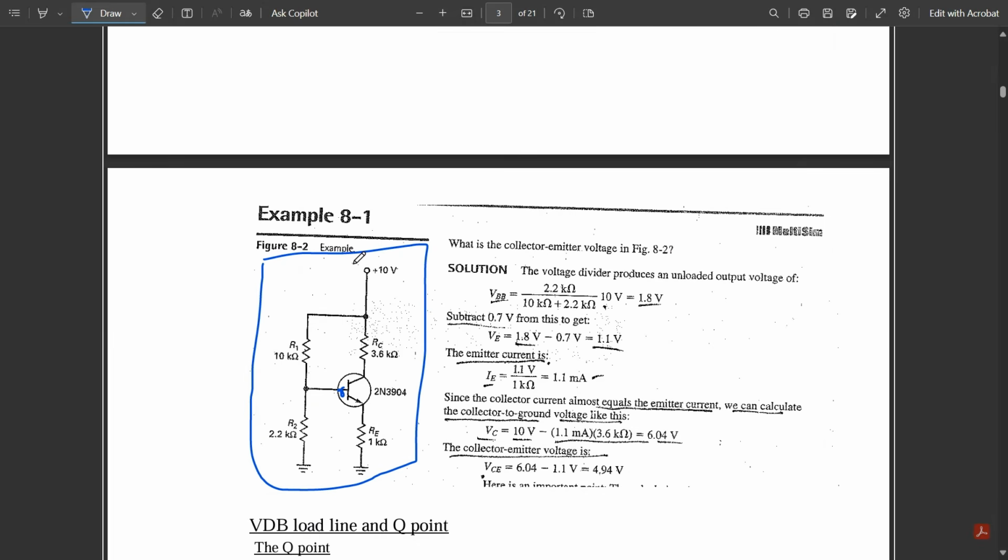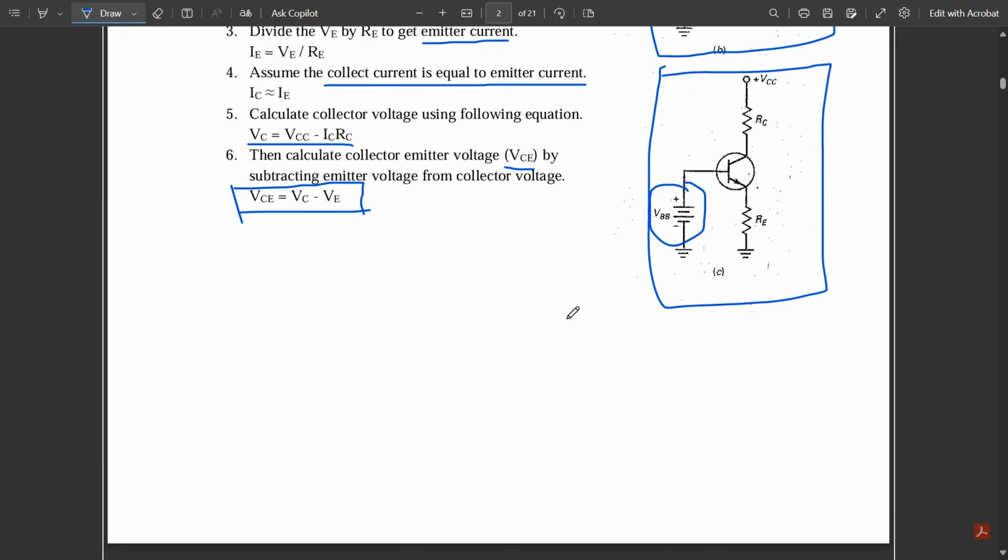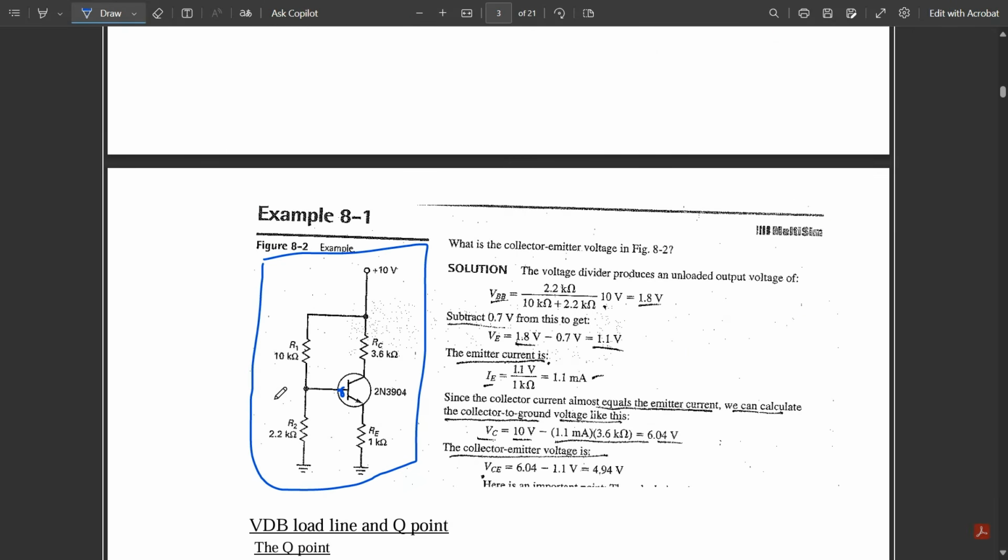Okay. So in the question, they would be framing a question like this. That is, do the VDB analysis for this circuit. If they ask like that, you should be finding all the parameters as I've told you step by step. Okay. So in this also you see here they have given the values of R1, R2, RC, RE, and here they have given the VCC value as 10 volt.